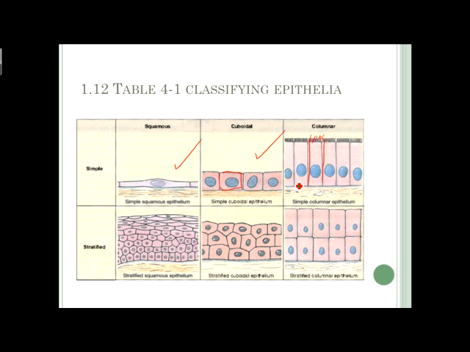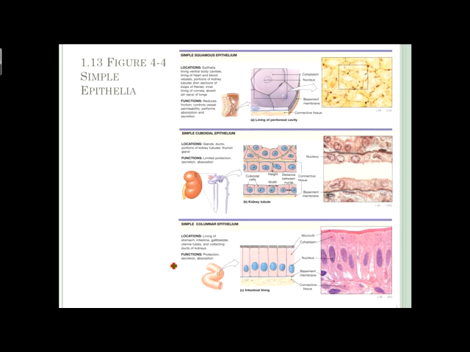So simple epithelia are going to be one cell layer thick. Stratified are multiple cell layers thick. So these are the stratified squamous. Again, they look like an egg. These are stratified cuboidal, which are still kind of cube, but they're kind of stacked up. And then these are stratified columnar. They look like a column. So squamous, cuboidal, columnar. Simple means they have one cell layer thick. Stratified means they have multiple cell layers.